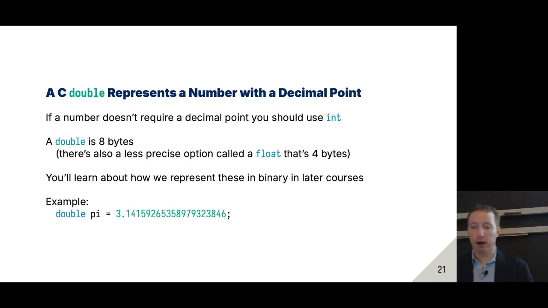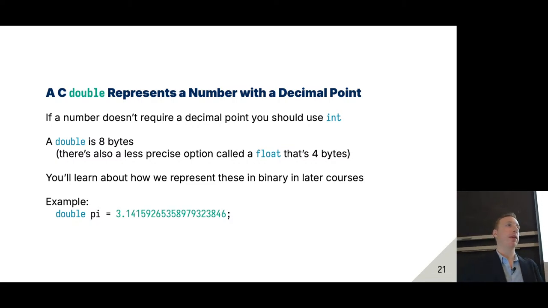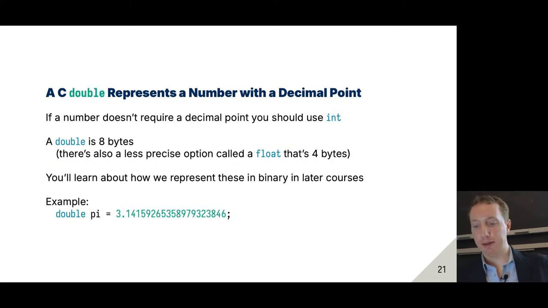Okay, our next type is called a double, and that represents a number that has a decimal point. The rule in C should always be, if you don't require a decimal point, you should use an integer. If you do need a decimal point, you need a double. And a double is 8 bytes.